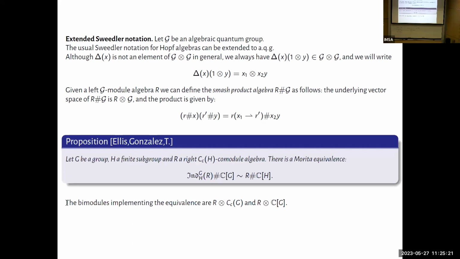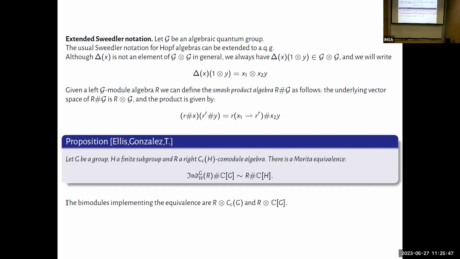So what is our result about Morita equivalence? Well, if we have a group G and a finite subgroup H, we have to ask the subgroup to be finite, and R a right comodule algebra over C_c(H), then we have this Morita equivalence. This induced algebra smashed with the group algebra is Morita equivalent to R smashed with the group algebra over H.